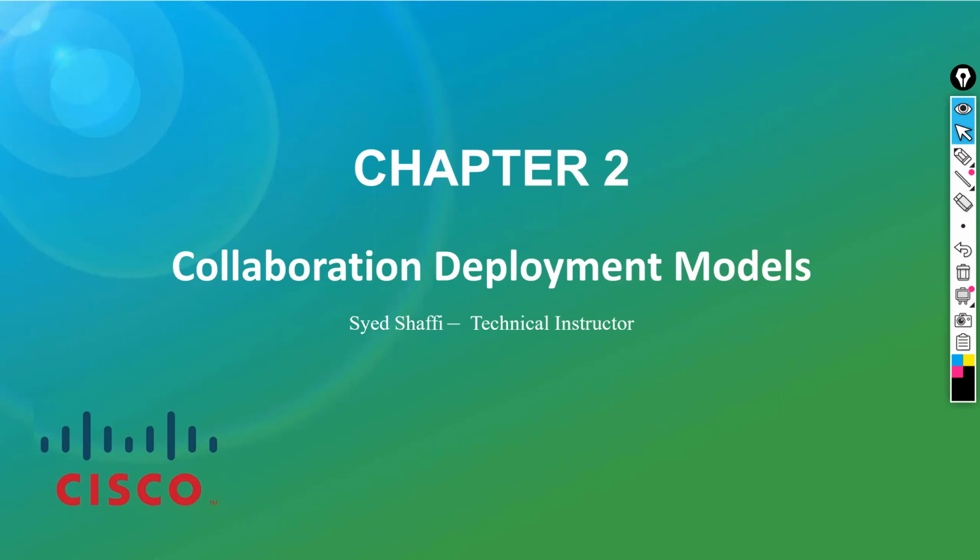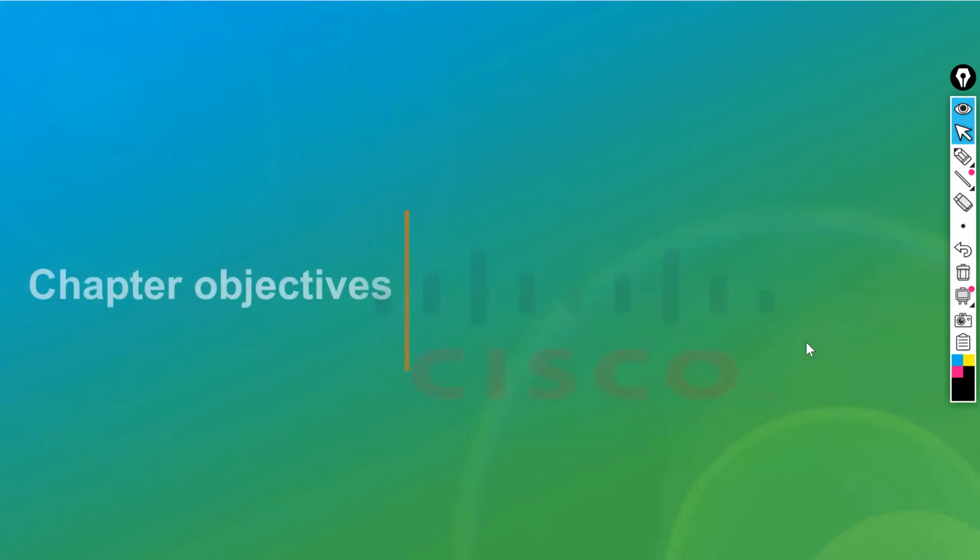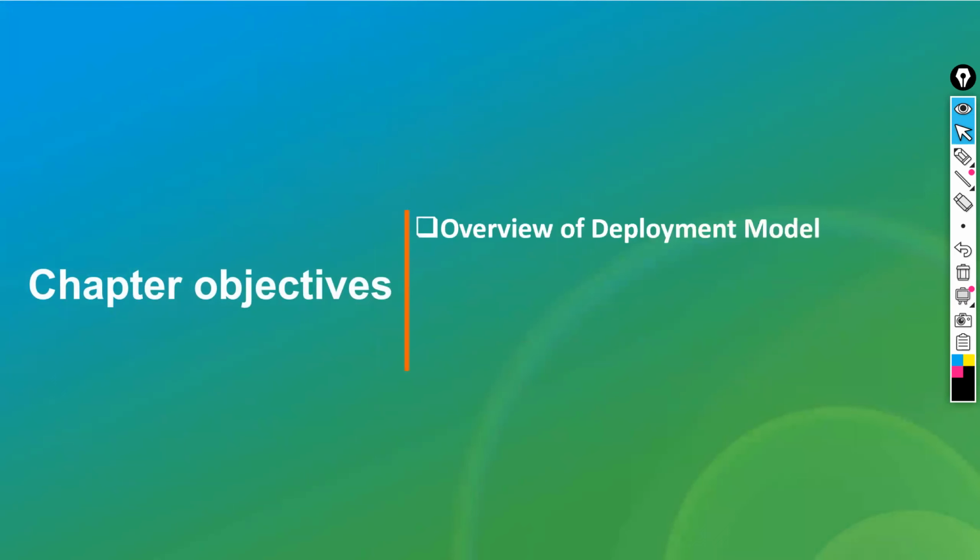Today in this class we are going to discuss the collaboration deployment model, or CUCM deployment model. Actually it's collaboration, but generally we can also call it a CUCM deployment model, and it's chapter 2. Let's see what chapter objectives we have. First, we have the overview of the deployment model. So what is this deployment model and why do we require it? That's what we are going to discuss in this overview.